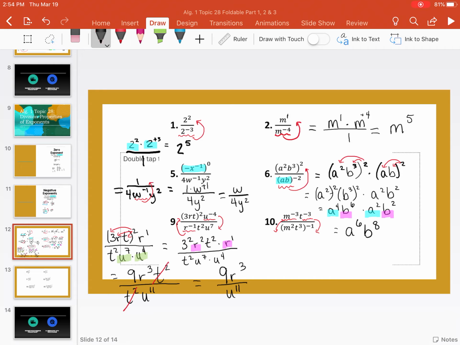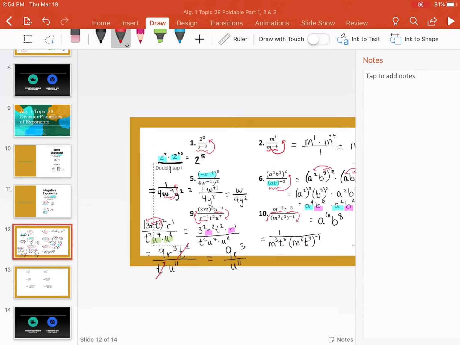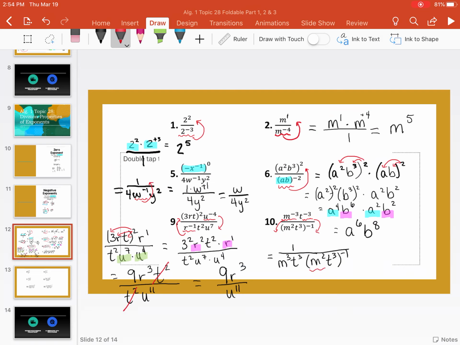So let's just rewrite that right now. So we're going to get 1 over m to the third, t to the positive third, over m squared t to the positive third, to the negative 1. Now we have this entire quantity here that is all raised to the negative first. So since this is all raised to the negative first, we're going to bring this to the numerator in order to make it positive. Again, we don't want to deal with negative exponents here. They're yucky.